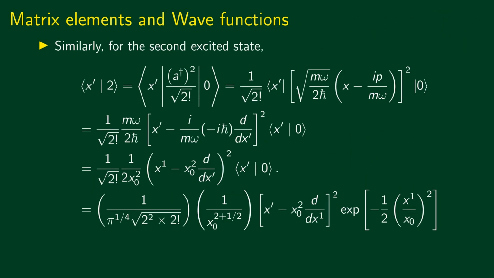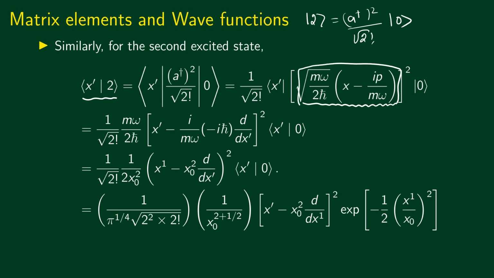Okay. Similarly, the wave function for the second excited state is bra x prime ket 2. Again, we can write ket 2 is equal to a dagger squared divided by square root of 2 factorial acting on ket 0. We can pull out this 1 divided by square root of 2 factorial and substitute for a dagger, where a dagger is square root of m omega divided by 2 h bar, x minus ip divided by m omega. So this is now the expression for the wave function representing the second excited state.